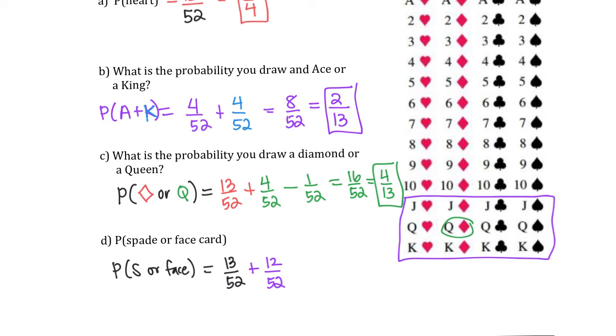So did I double count any? Yeah, I double counted all of these because I counted them as a spade and then I recounted them as a face. So let me subtract off those 3 repeated values. So I get 22 over 52, which I will simplify to 11 over 26.